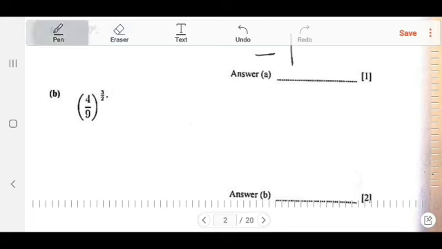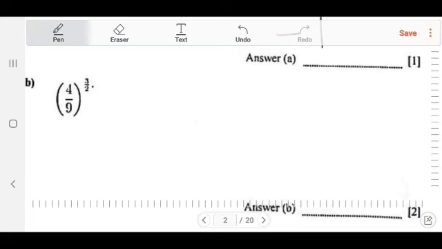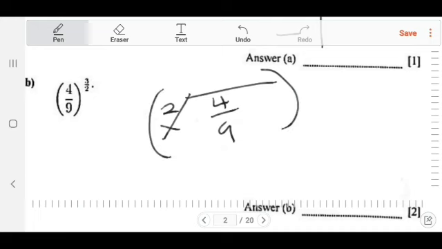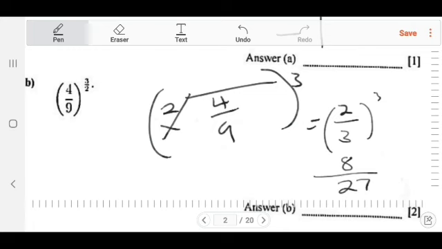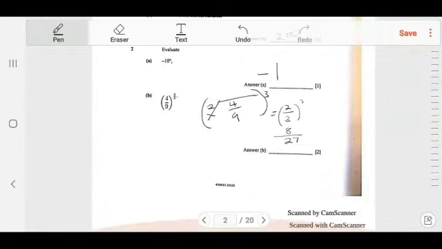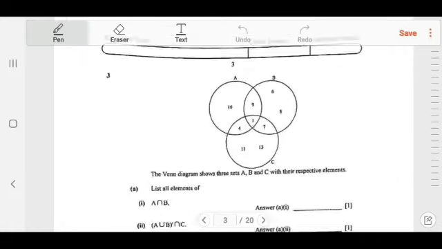Okay, then when we are given something like that, it's the same as saying square root of 4/9, then everything cubed. So square root of 4/9 is equal to 2/3. Then cubing this one, we get what? 2 cubed is 8, and 3 cubed is what? I think it's 27. Let me confirm on my calculator here. 3 cubed, yes, it's 27.